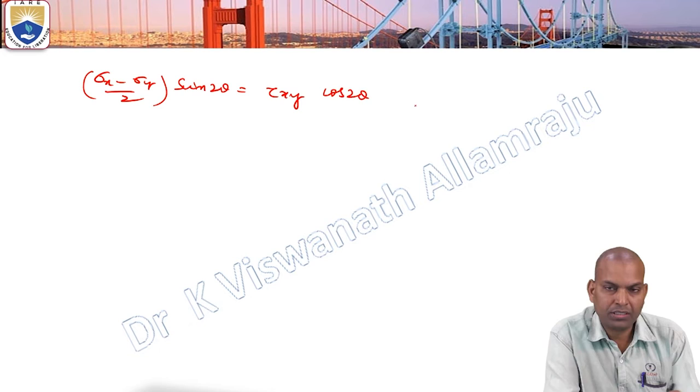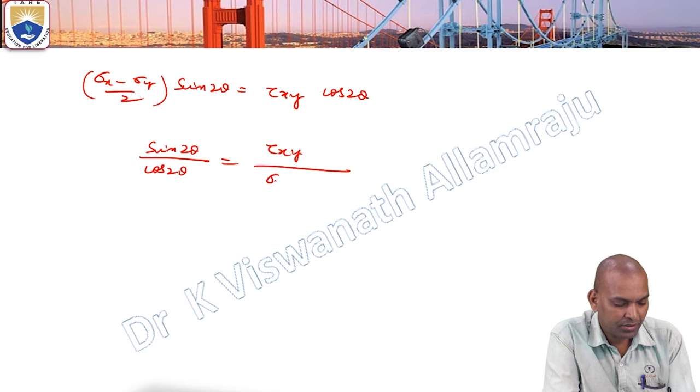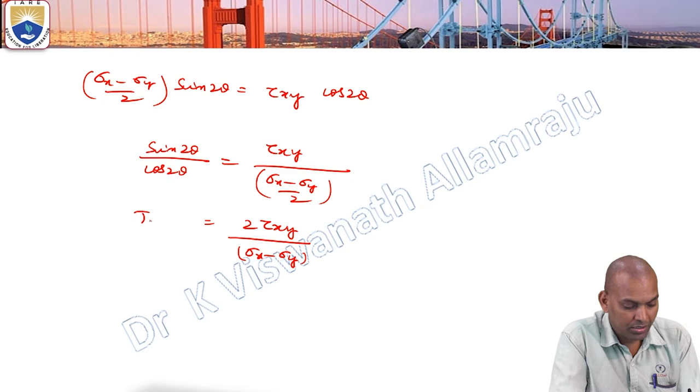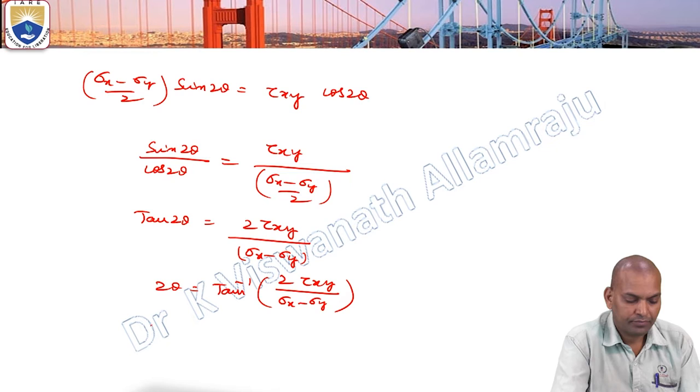Then sine 2 theta by cos 2 theta equal to tau xy by (sigma x minus sigma y) by 2. That means 2 times tau xy by (sigma x minus sigma y). The left hand side becomes tan 2 theta. Then 2 theta equal to tan inverse of 2 times tau xy by (sigma x minus sigma y). From this angle of inclination, 2 theta, theta can be calculated.